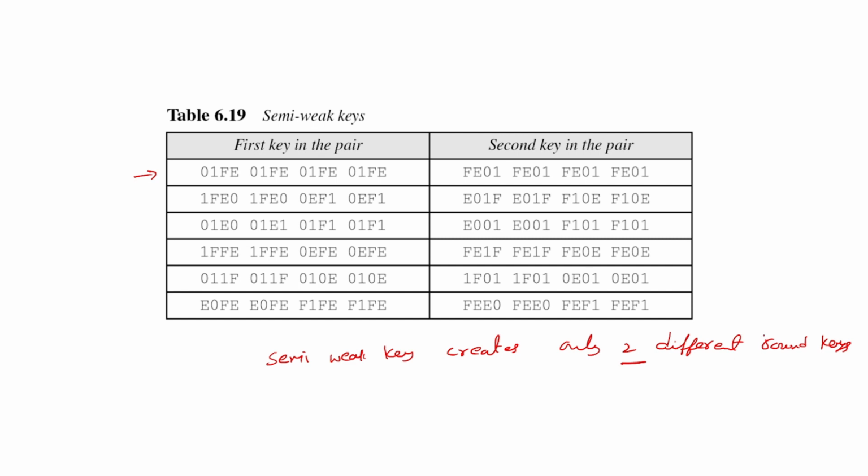So for all the 16 rounds, there are only 2 different keys: one key for 8 rounds, and one key for the other 8 rounds, the same key. That's why we call it a semi-weak key.